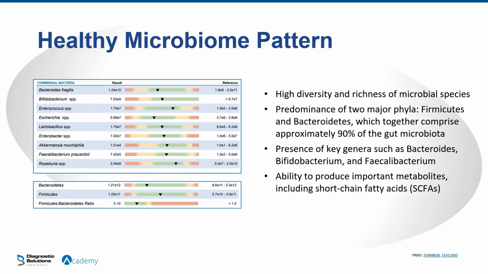The two major phyla that we have are Firmicutes and Bacteroides, which together make up about 90% of the gut microbiota. The presence of key genera like Bacteroides, Bifidobacterium, and Faecalibacterium gives the ability to make short-chain fatty acids. Those short-chain fatty acids then support a diverse immune system and also support the enterocytes within the large bowel.